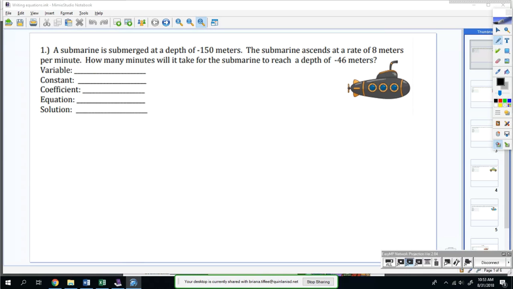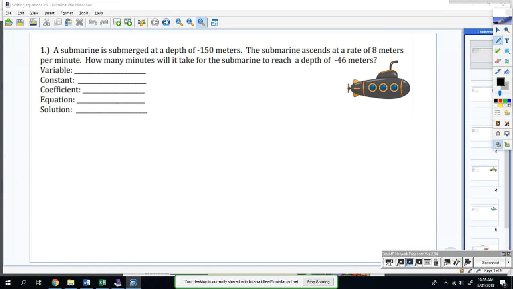So number 1, a submarine is submerged at a depth of negative 150 meters. The submarine ascends at a rate of 8 meters per minute. Ascends means to go up. Descend means to go down. How many minutes will it take for the submarine to reach a depth of negative 46 meters?